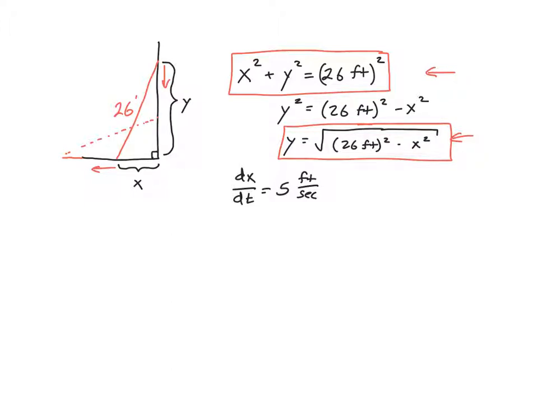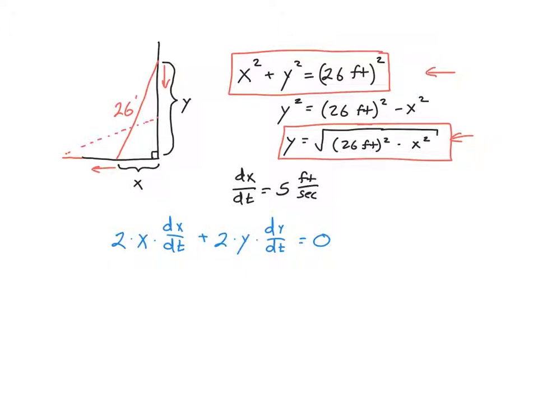So I want to differentiate the left-hand side and differentiate the right-hand side. And remember to use the chain rule because both x and y are changing with time, so they're both functions of t. Okay, so on the left-hand side, I've got x squared, so the derivative of that will be 2 times x to the first power times dx/dt. Plus, now the derivative of y squared will be 2 times y times dy/dt. And that will be equal to the derivative of 26 feet squared. Well, that's just a constant, so the derivative of that is going to be 0.